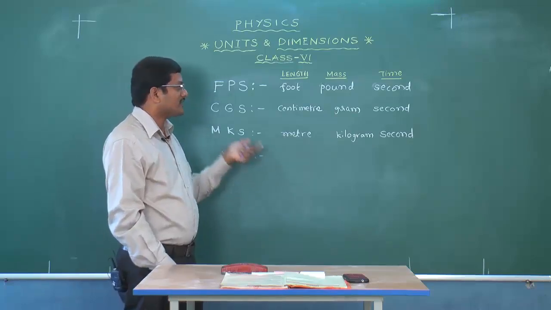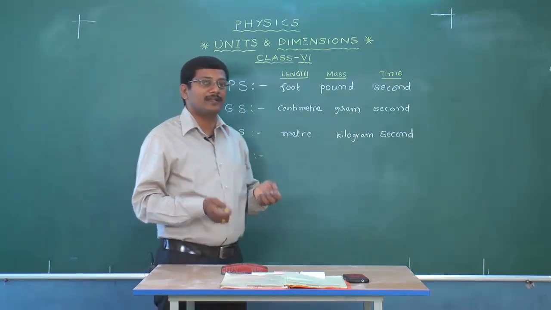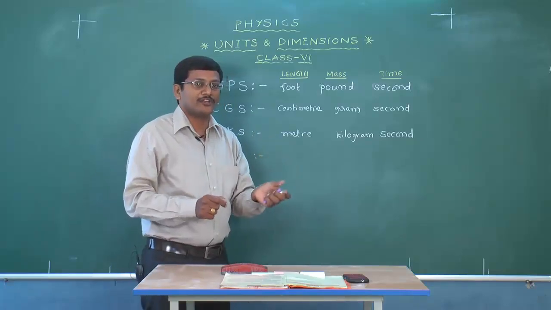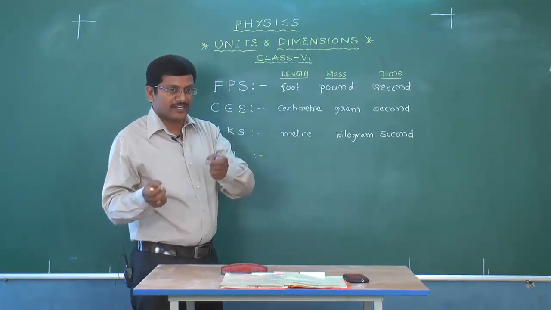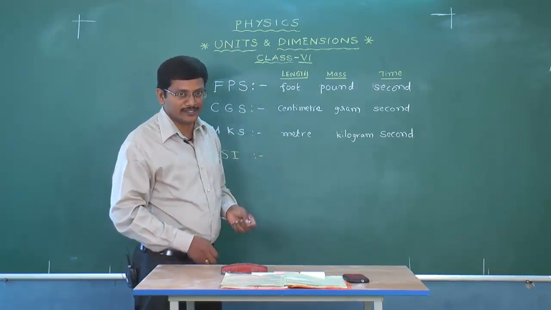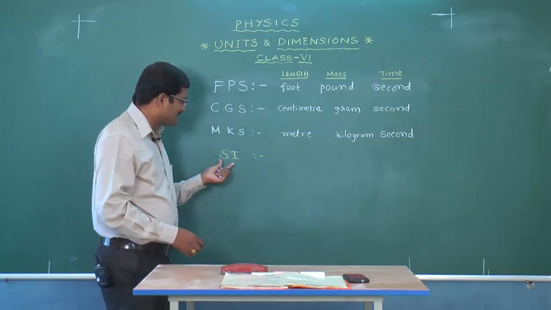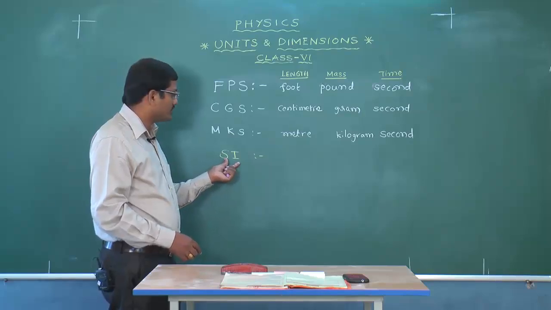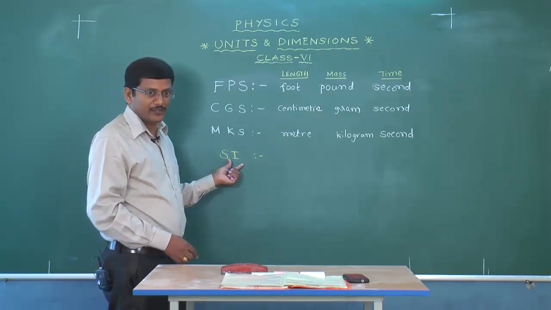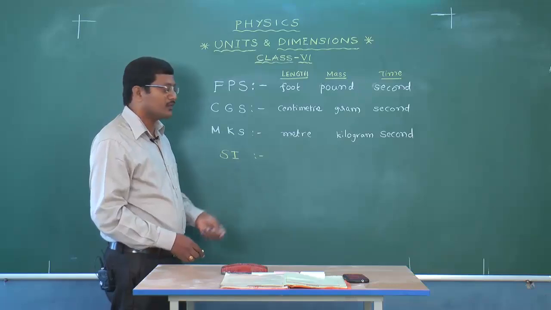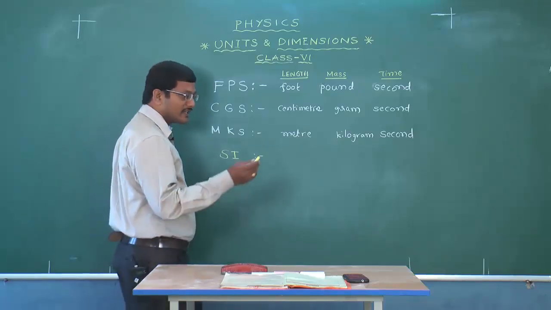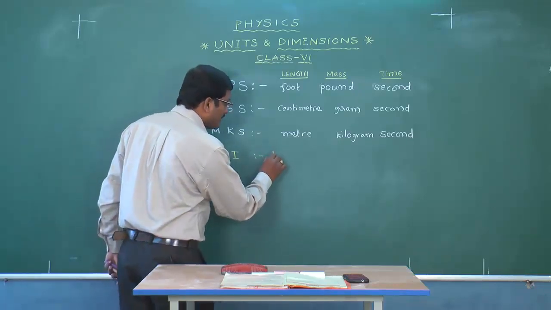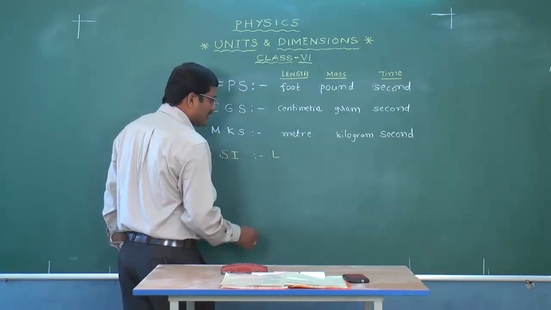But later on the scientists were in need of so many multiples and submultiples, meaning smaller units and bigger units, to study very large quantities and very small quantities. That is the reason the scientists sat together. From 1960 onwards we started using this SI system of units, system of international units. In this we have 7 physical quantities. It is very easy to remember; I will give a mnemonic to understand this.